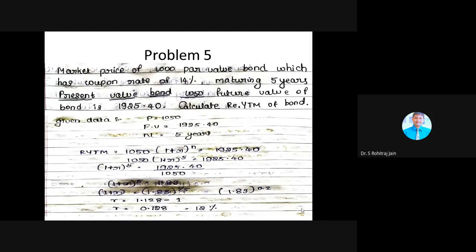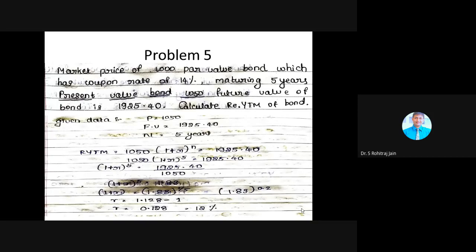Market price of 1,000 par value bond, which has a coupon rate of 14%, maturing in years. Present value of bond is 1,050. Future value of bond is 1925.40. Calculate the realized yield to maturity of the bond. Realized yield to maturity. Okay.